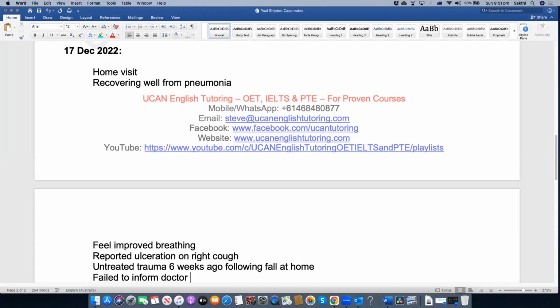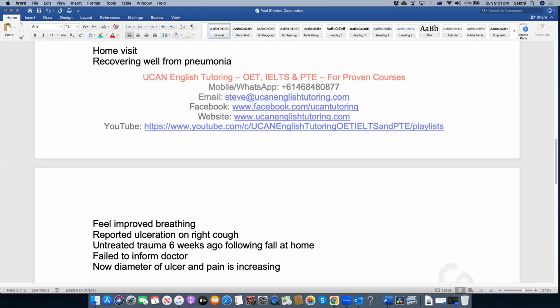Okay. Let's go through the next one. Untreated trauma 6 weeks ago following fall at home. Failed to inform doctor. Now diameter of ulcer and pain is increasing.